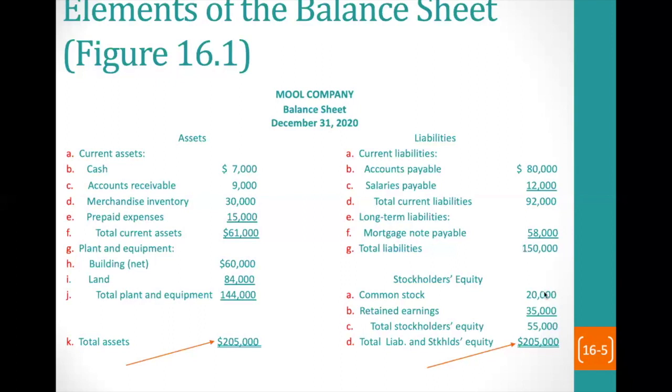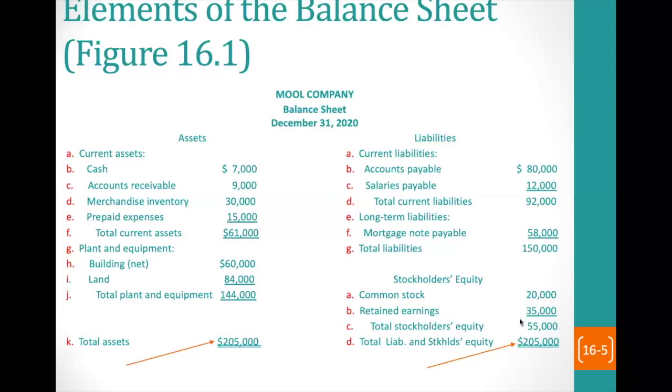Down here in the stockholders' equity, we see we're dealing with a corporation because there is common stock. If this was not a corporation, if it was a sole proprietor, then you would see just owner's equity down here, but you see common stock. So it's the amount of stock that has been bought as an investment in the company.